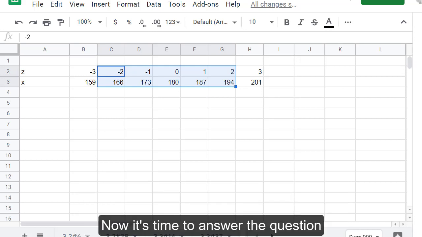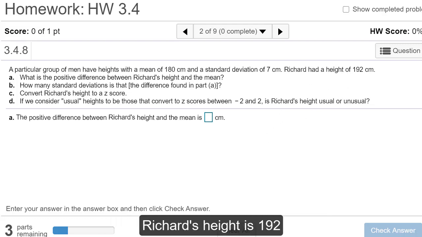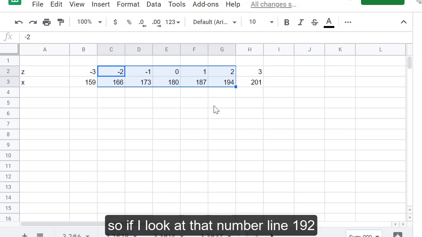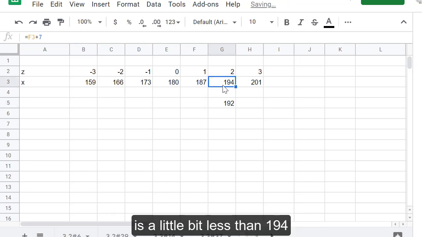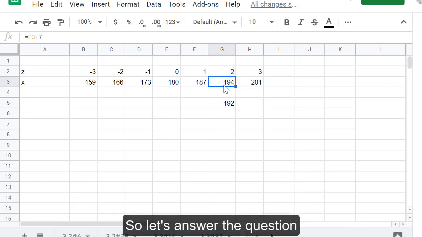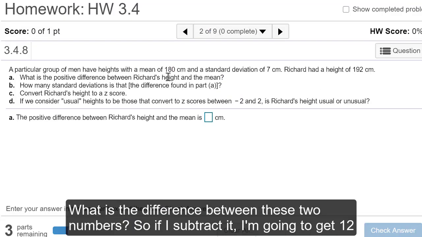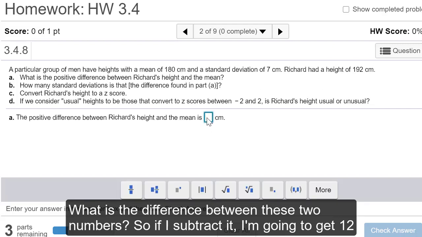Now let's try to answer the question. Richard's height is 192. So if I look at that number line, 192 is a little bit less than 194. So it looks like he's going to be within the range of usual values. Okay, so let's answer the question. What is the difference between these two numbers? If I subtract, I'm going to get 12.